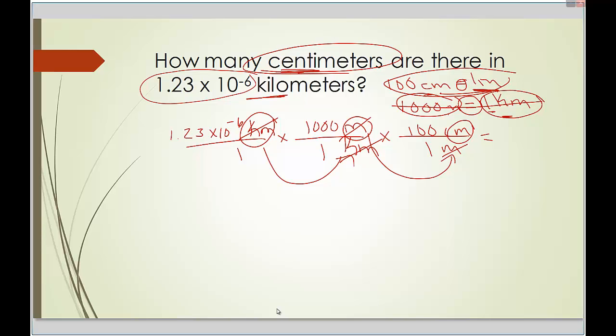So it's going to be 1.23 EE or EXP negative 6. Remember, times 10 you never actually put into the calculator, you put EE or EXP. It's probably a second function on your calculator. Times 1,000 times 100. When you multiply that out, 0.123 centimeters. If it's on the top, you're going to multiply. If it's on the bottom, you're going to divide.